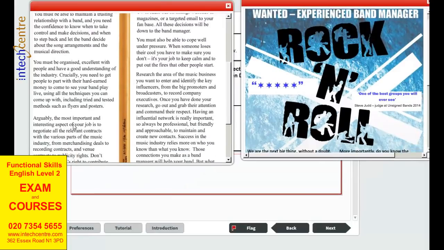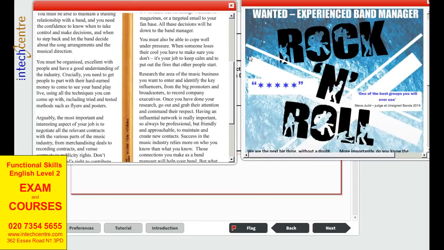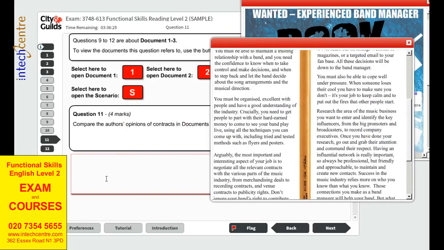Arguably, the most important and interesting aspect of your job is to negotiate all the relevant contracts with the various parts of the music industry, from merchandising deals to recording contracts and venue contracts to publicity rights. So this is saying important and interesting. These are opinionated words. This is the author's opinion, and he's talking about the contracts. So his opinion is that contracts.